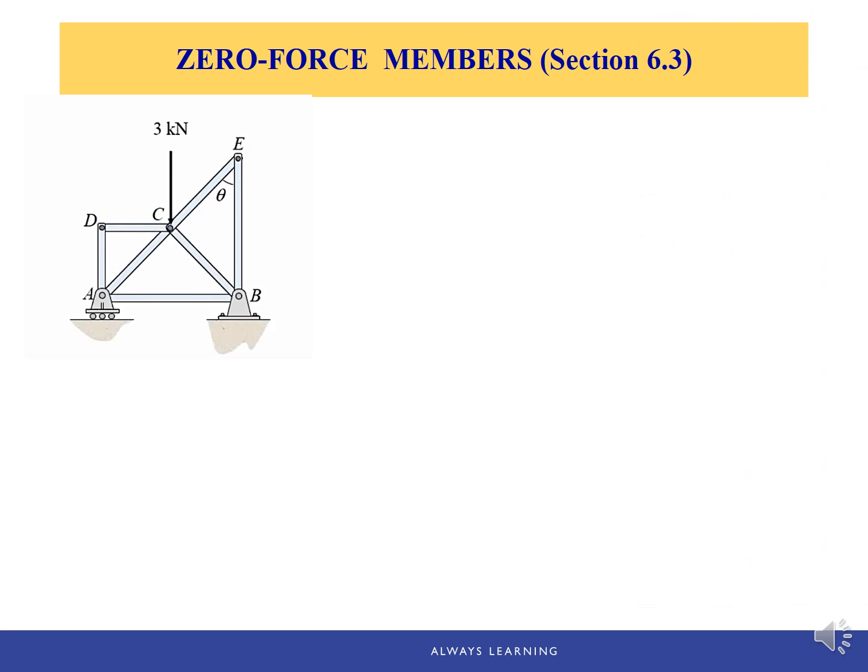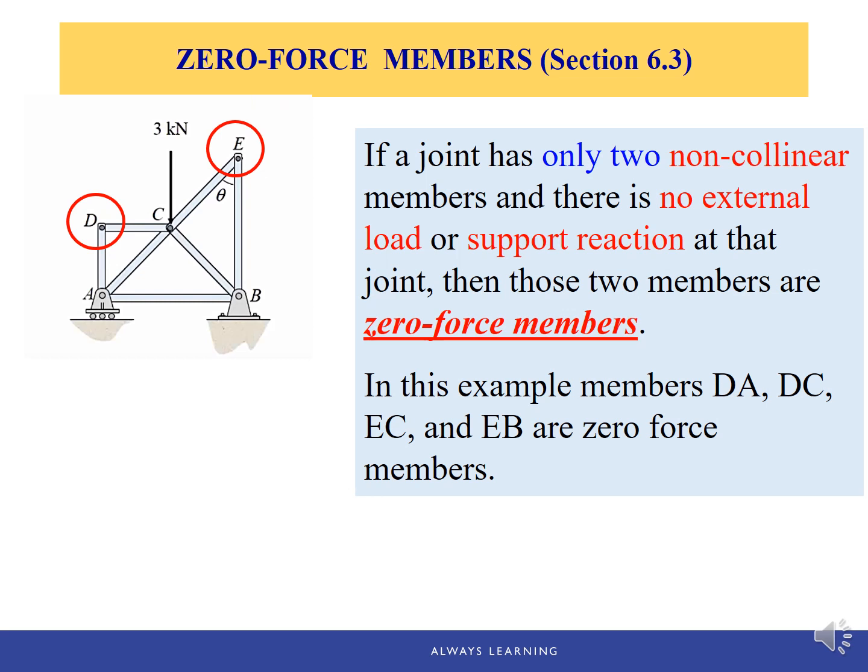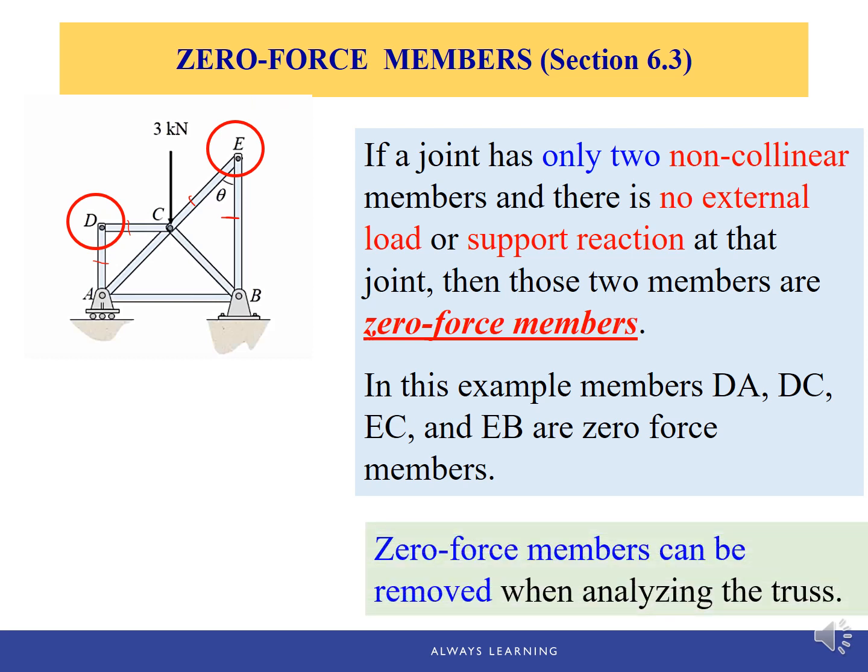So to summarize, this is one type of zero force member. If a joint has only two non-collinear members and there's no external load or support reaction at that joint, then these two members are zero force members. I already did the example at pins D and E, and those members are zero force members. Zero force members can be removed when analyzing the truss. After we identify the zero force members, we remove them from the structure. Now the structure is greatly simplified.